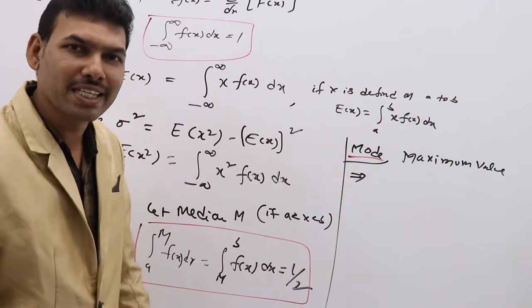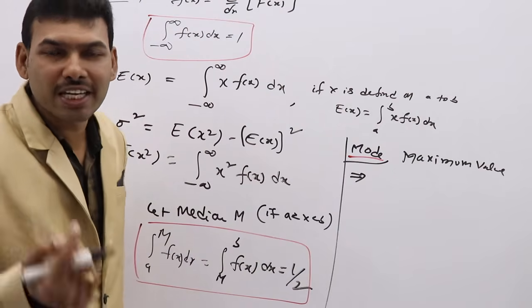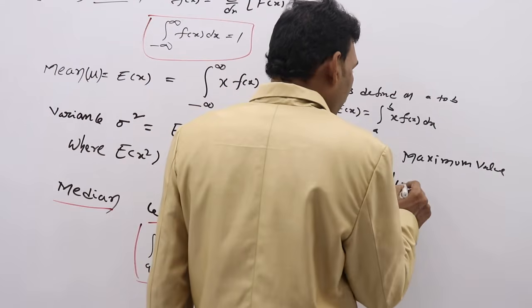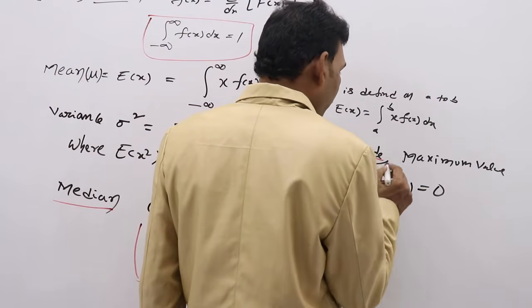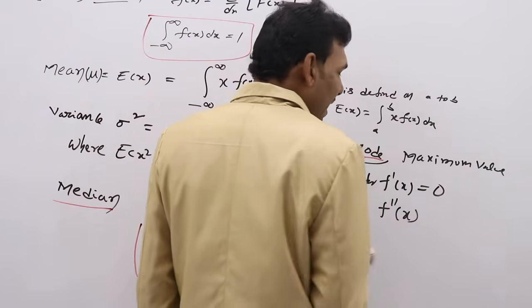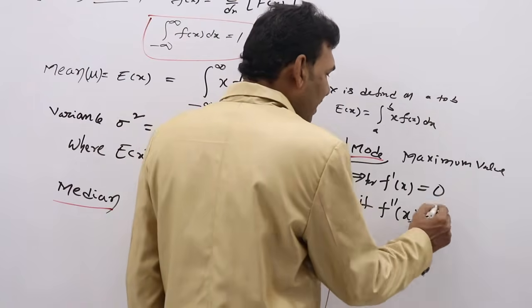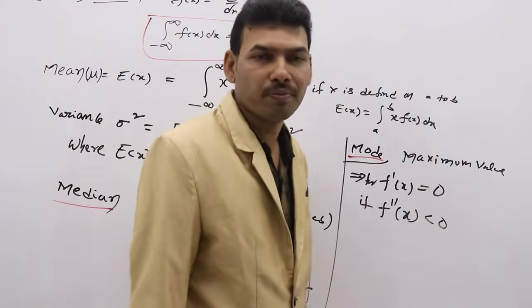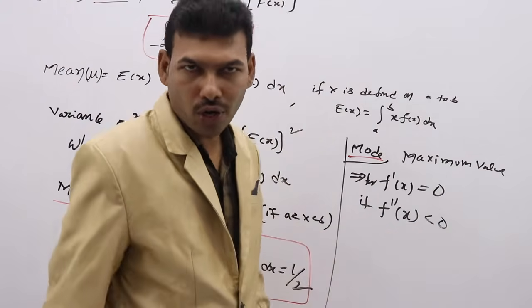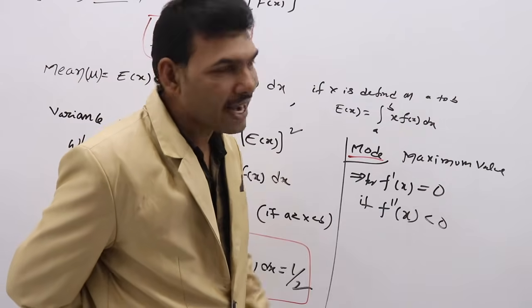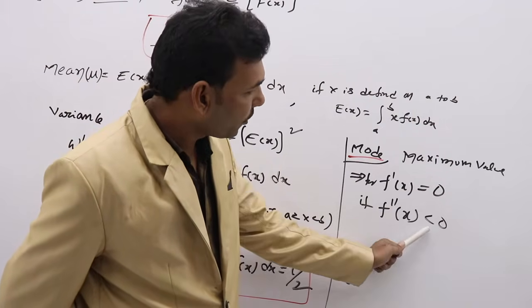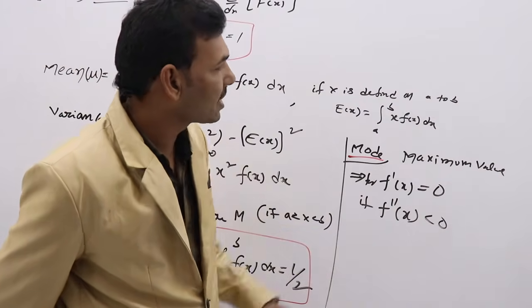in intermediate level itself. For maximum minimum of a single variable, especially the maximum case, we equate f dash of x to 0. If f double dash of x is less than 0, then x is the maximum value in that interval. For f dash of x equal to 0, find the x value. If you substitute that x value in f double dash of x and get less than 0, then we call x the maximum.